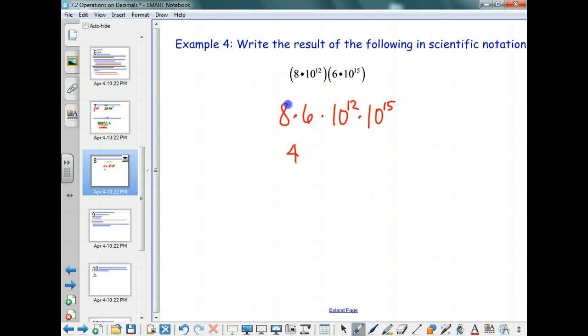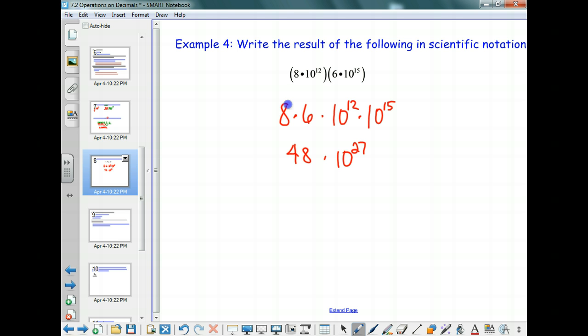48, good. And we've had 10 to the 12th and 10 to the 15th. We've had that idea with exponents back in the last chapter. 10 to the what? 27. Okay, so we've actually done the multiplication now. Are we finished with this problem? Why are we not finished with this problem?